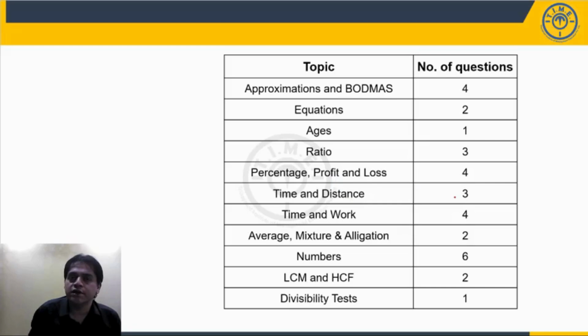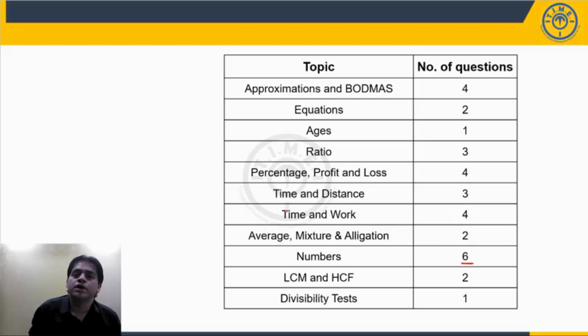Time and distance, 3 questions were there. Moderate to difficult questions. Time and work, 4 questions, one of which was very easy. The remaining were moderate or difficult. Average, mixture, alligation, 2 questions were there. Numbers, as I said, 6 questions, dominated this section. The maximum number of questions were from this topic.